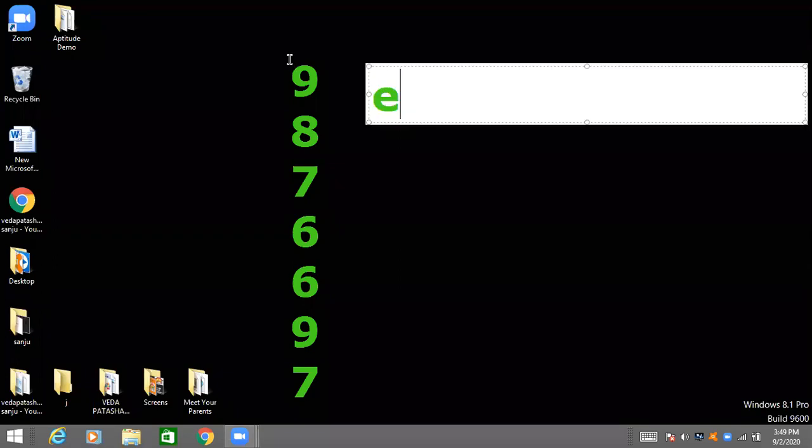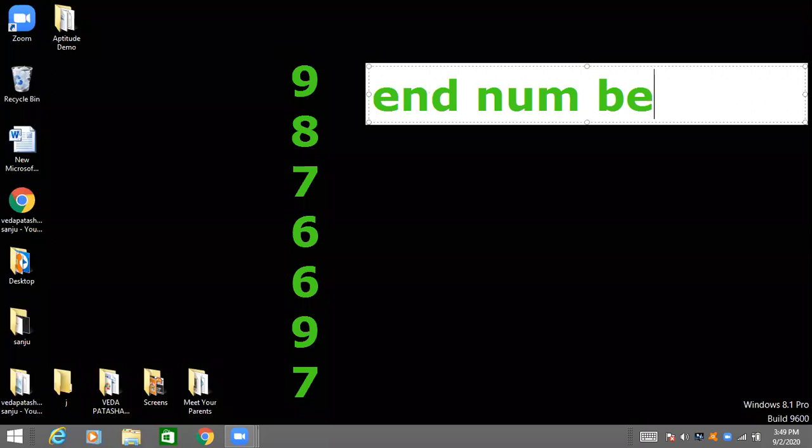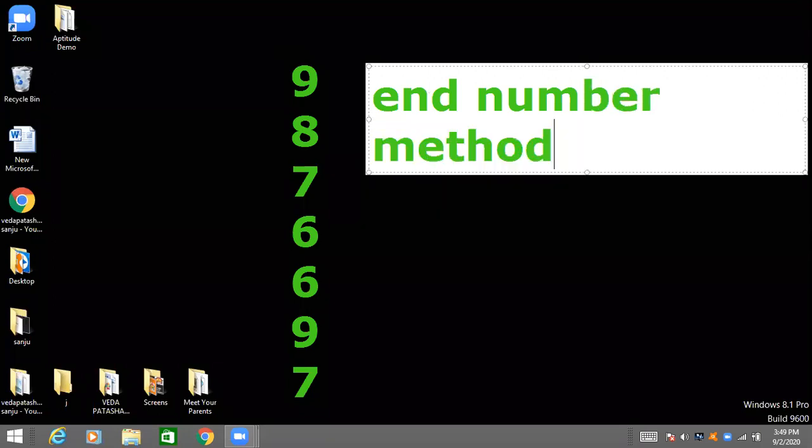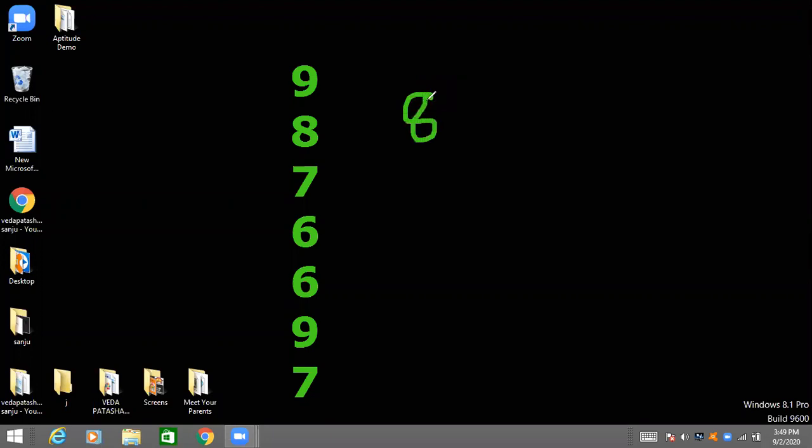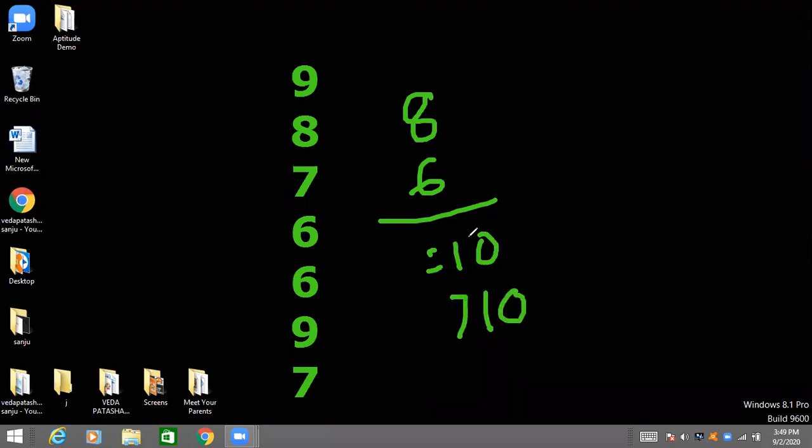End number method. End number method means, for example, if you add two numbers and the answer is equal to 10 or more than 10, you have to tell only the end number in the answer. That is nothing but 8 plus 6 is 14. You have to tell only 4.